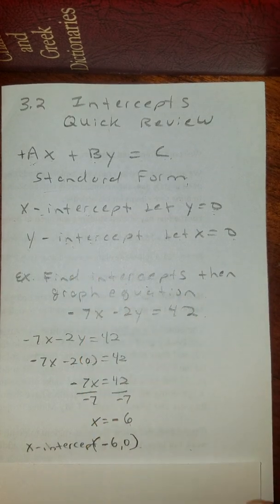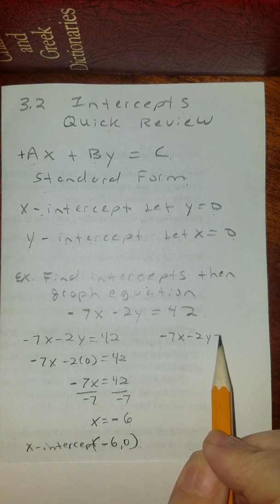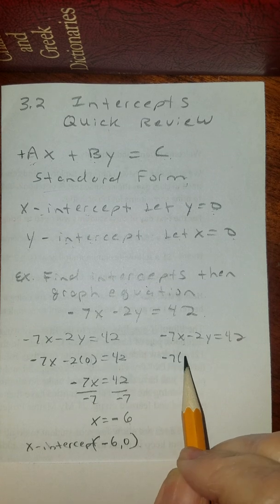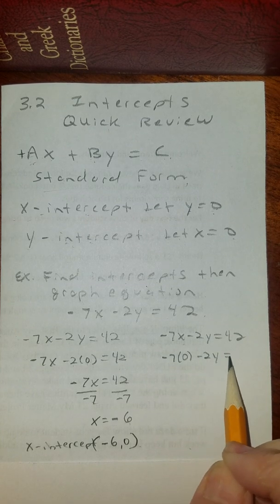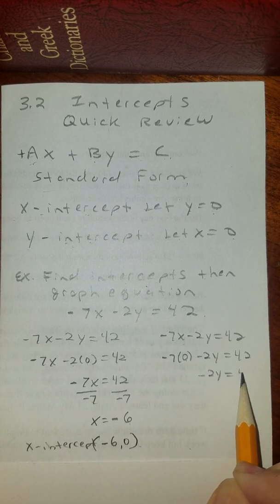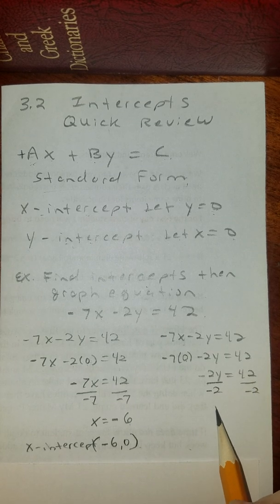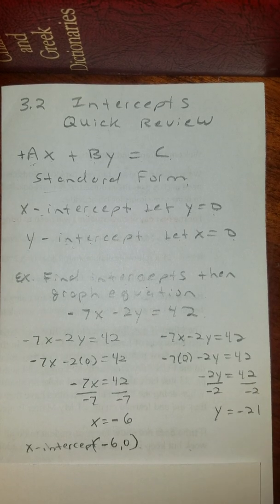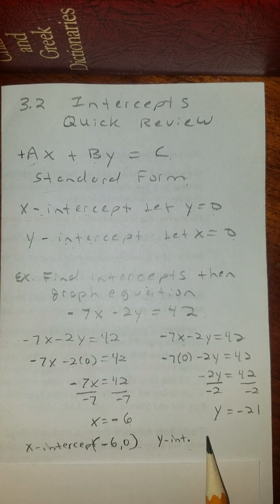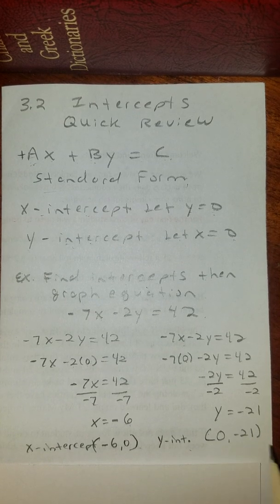Now we want to find the y-intercept. Again, you take the original equation, and we're going to let x this time be 0, and we're going to solve for y. Okay, so this is 0, so I get negative 2y equals 42. I'm going to divide both sides by negative 2, and I get y equals negative 21. So my y-intercept, I'm just going to write it this way. When x is 0, then y is negative 21.